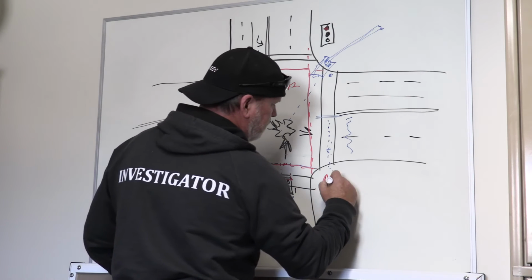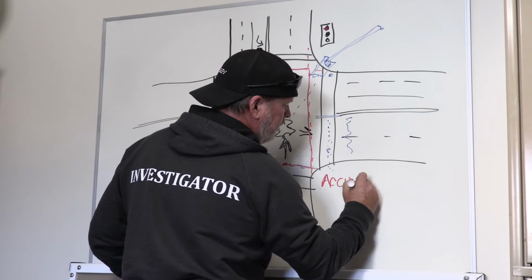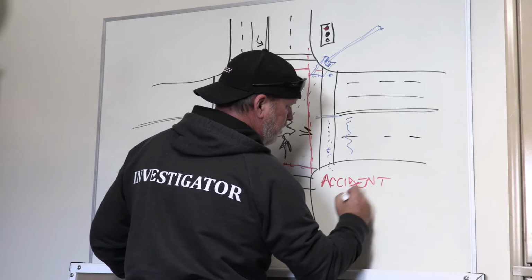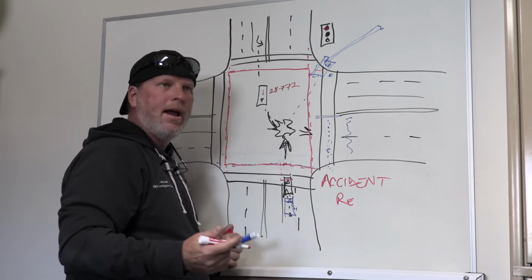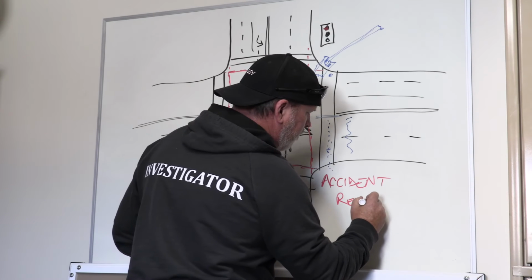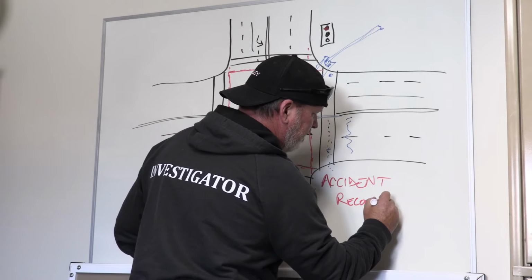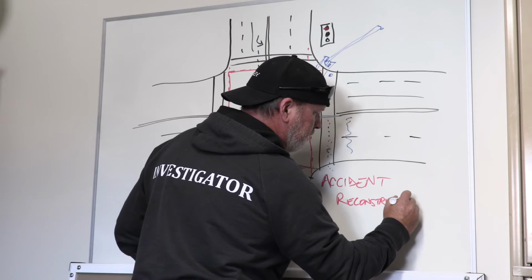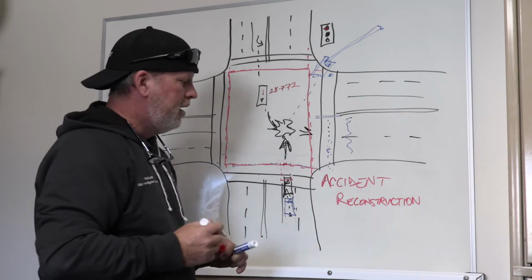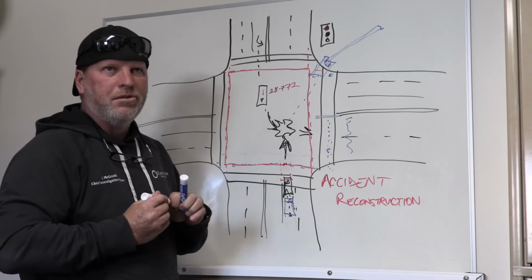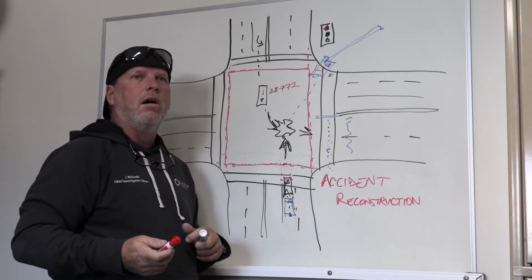And an accident reconstruction is the science of a collision, of a crash. I've had people call me and say, you do accident reconstruction, I need my car fixed. No, it's not that kind of reconstruction. Accident reconstruction is based on physics. It's based on Newton's 3 laws.